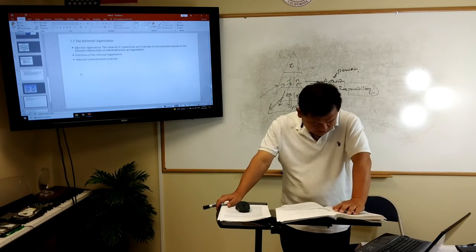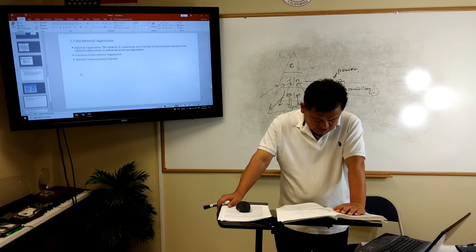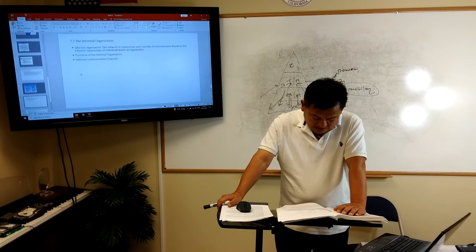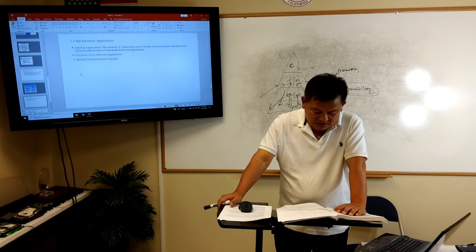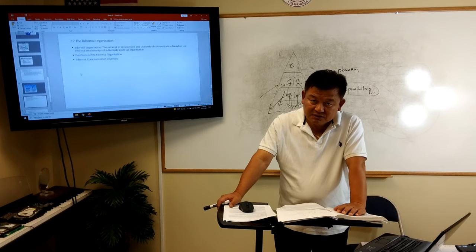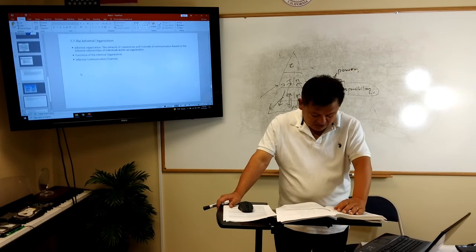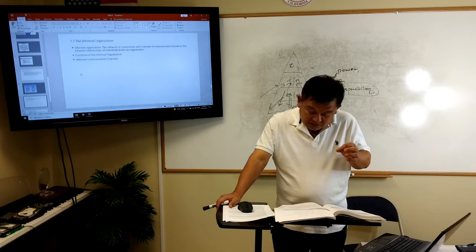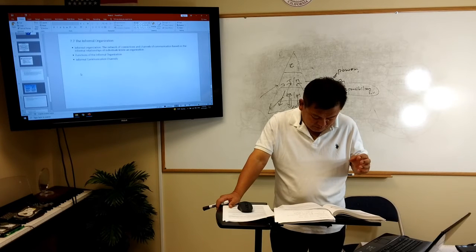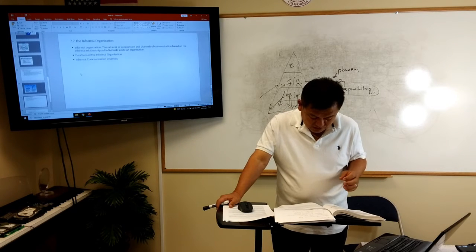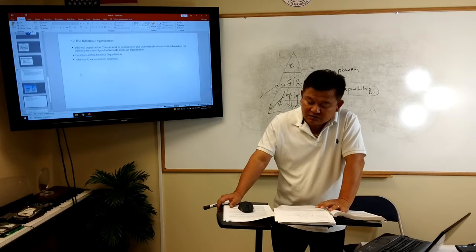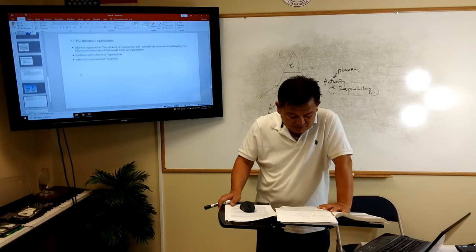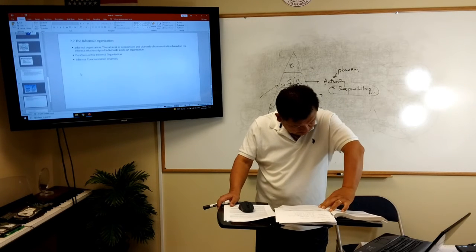The informal organizations have several important functions. First, it provides a source of friendship and social contact for organization members. As you know, they are connected through friendship between the staff, or social contact between the organization members.